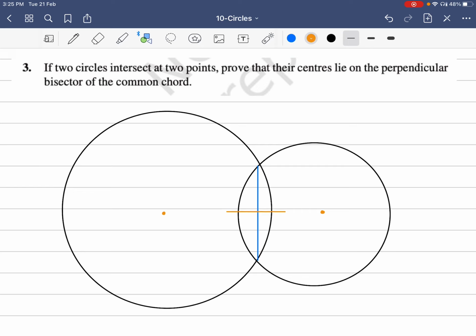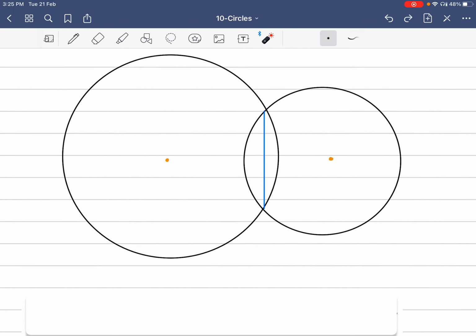So if this, let's say, is a perpendicular bisector of the common chord, then we have to prove that even the centers, these two centers of both the circles, will lie on this perpendicular bisector of this common chord. That is what we have to prove. So let's see how the proof can be done. Let's come down here.